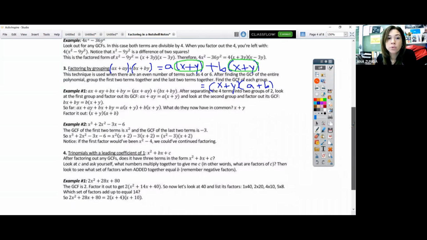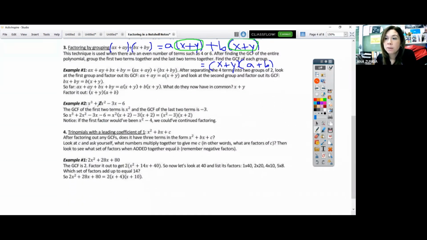If you look at example 2, be careful with the minus because there is a minus in the middle. When I group the first 2 and I group the second 2, notice that I'm going to include that minus in my group. So from the first 2 here in my first group, what they have in common is an x. Actually x squared, because this one's x cubed and this one is 2x squared. So I'm going to factor out x squared. And so I'm left with x plus 2.